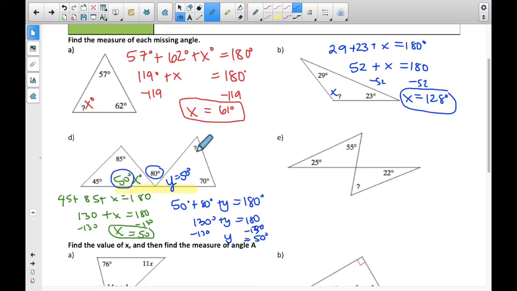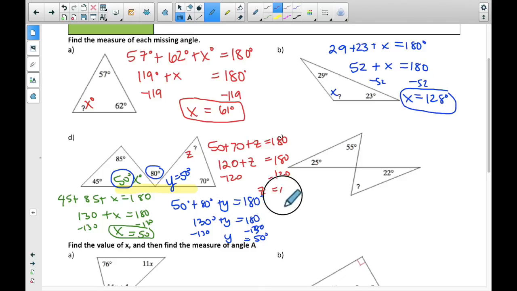And then lastly, I need to come up with this one. I'm going to call that Z because I'm running out of letters. I'm going to say, okay, now I have a triangle, and a triangle is supposed to add up to 180. So 50 plus 70 plus Z is equal to 180. And 50 plus 70 is 120. When I subtract my 120, I get Z equals 60 degrees. So this one is 60 degrees. That was the only one it asked for, but we had to do all that work to get there. So we had to jump around to get to there. But that is my final answer.